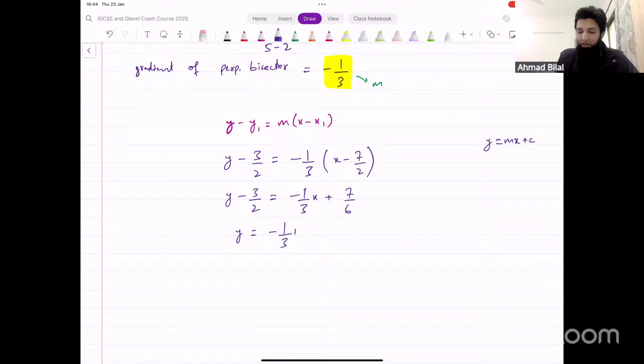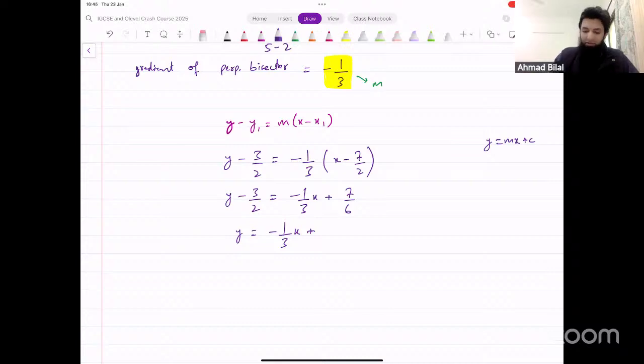Y equals minus 1 over 3x. 3 over 2 goes to the other side, gets added to 7 over 6. 7 over 6 plus 9 over 6, that will be 16 over 6, and that's 8 over 3. You can do this on your calculator as well.